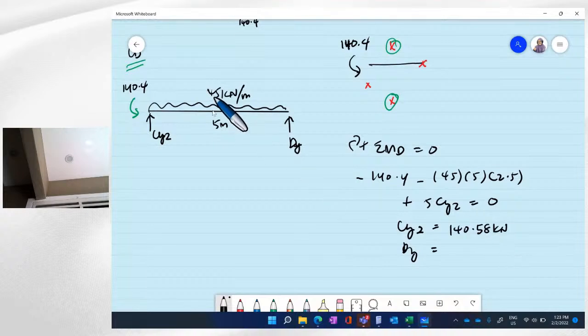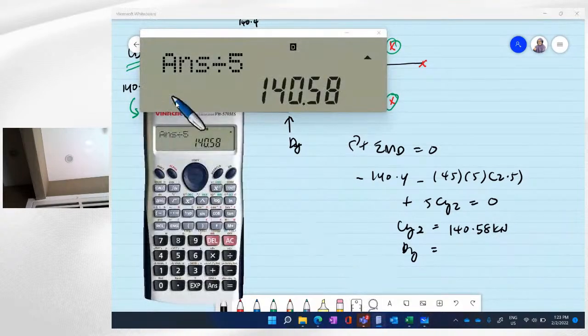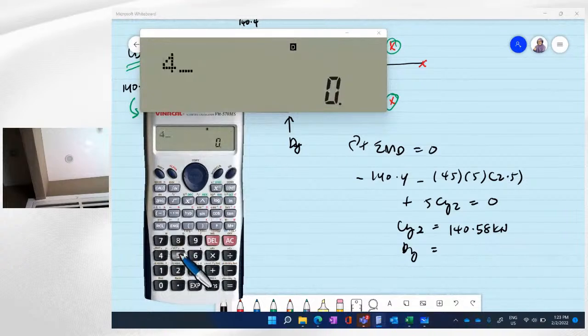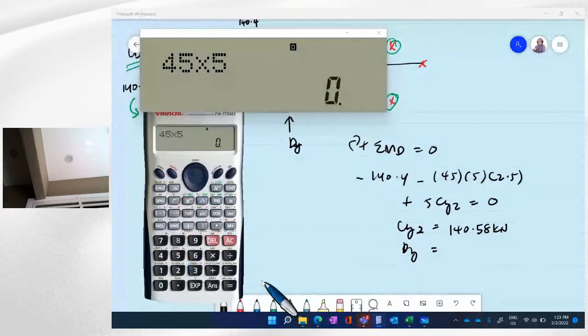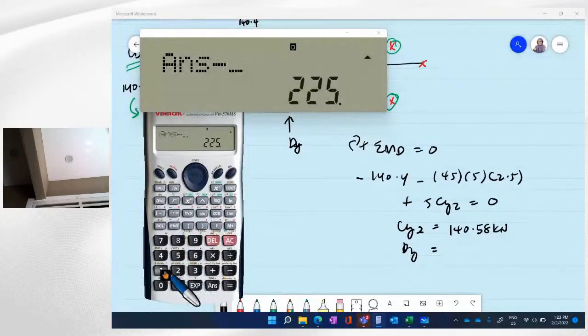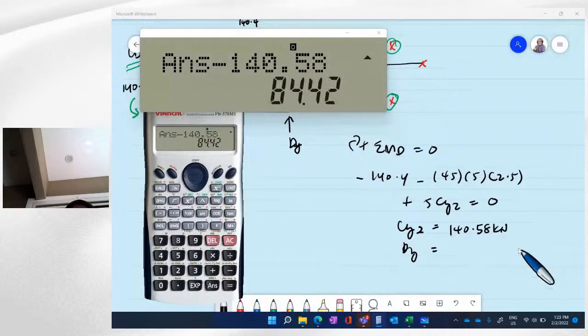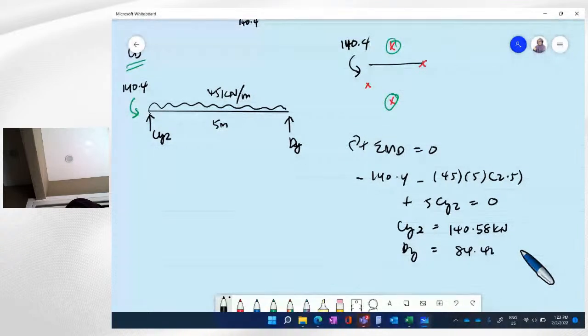Okay, so this is 45 times 5 minus 140.58. It is 225 minus 140.58. So we get 84.42.